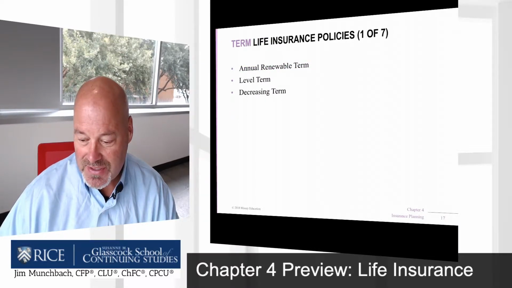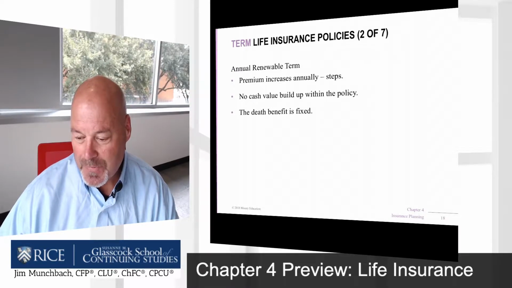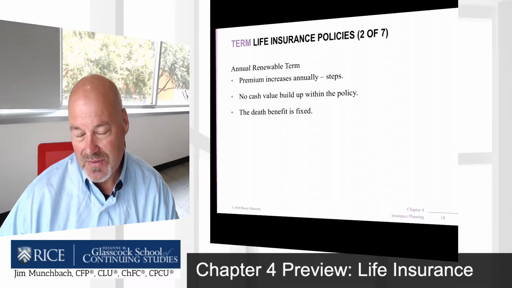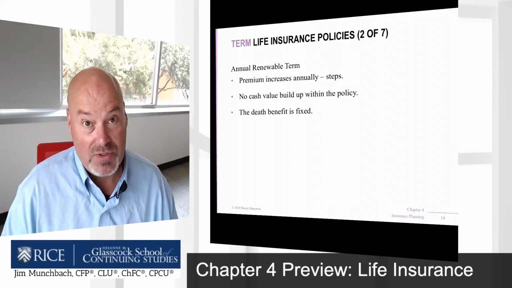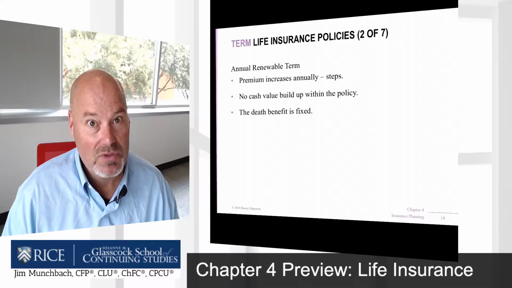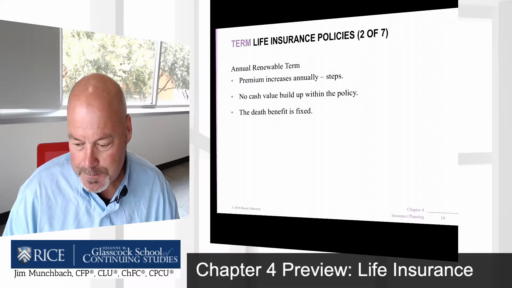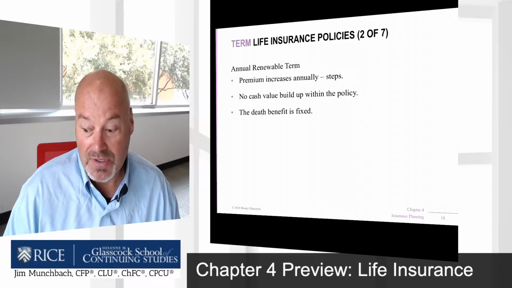Term life insurance, here's some different types of term insurance. So we're going to have 7 slides here. Annual renewable term. This is premium increases annually. So if it's an annually renewable term, let's say you have a 1-year term policy, it's going to renew every year and it's going to go up every year. So a 5-year term policy would go up when it renews at the 5-year mark if it's renewable. And it would be renewable up until some age.